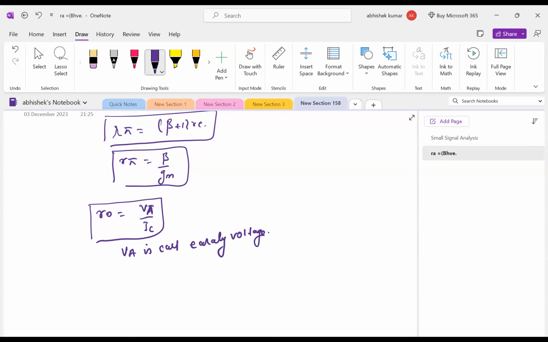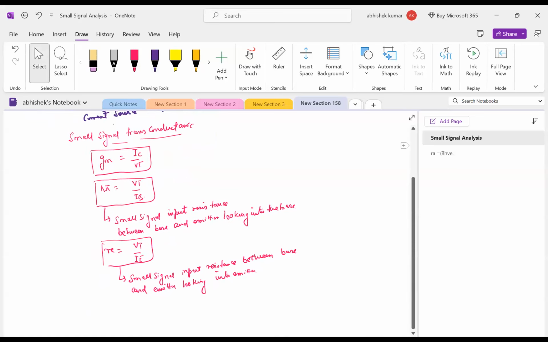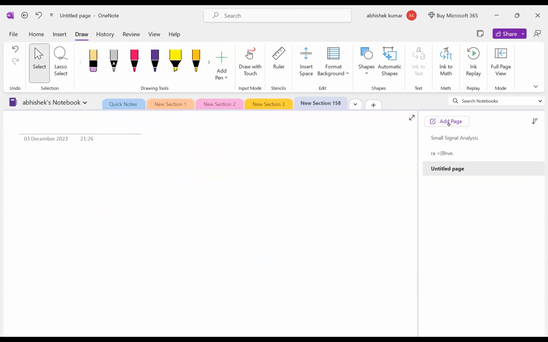Any doubt in these parameters? Just how to use them, I still don't know how. Right. Okay, these are the parameters that we are using. So basically, what is a small signal model? Let's take an example.